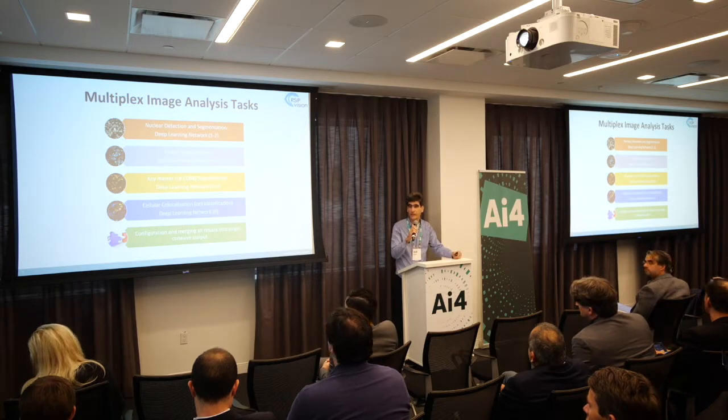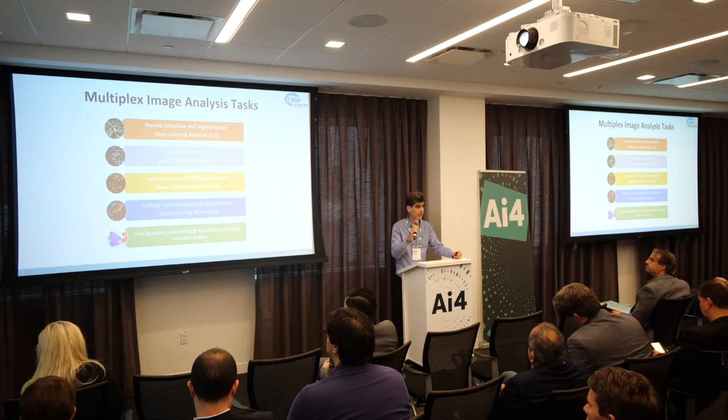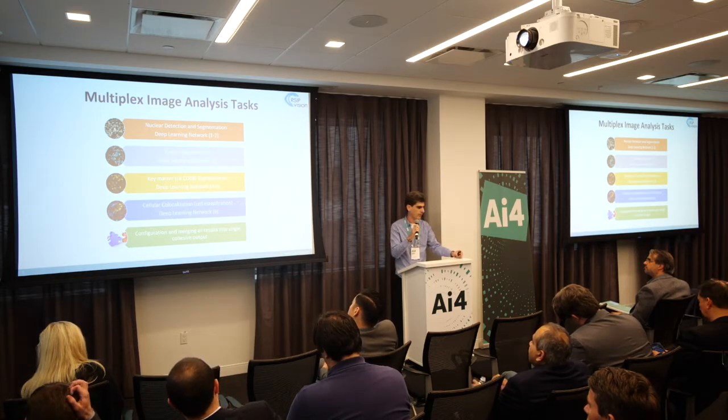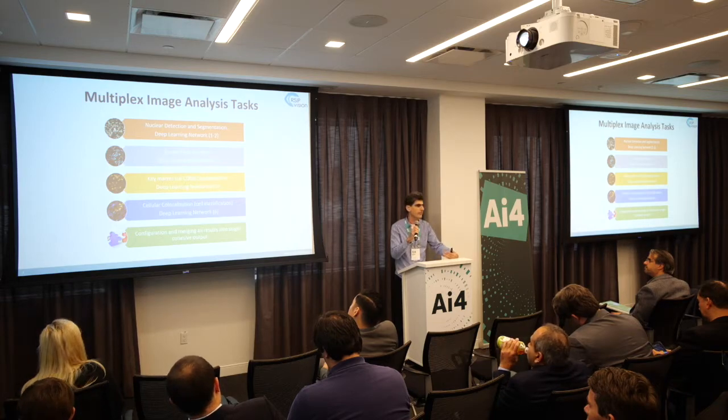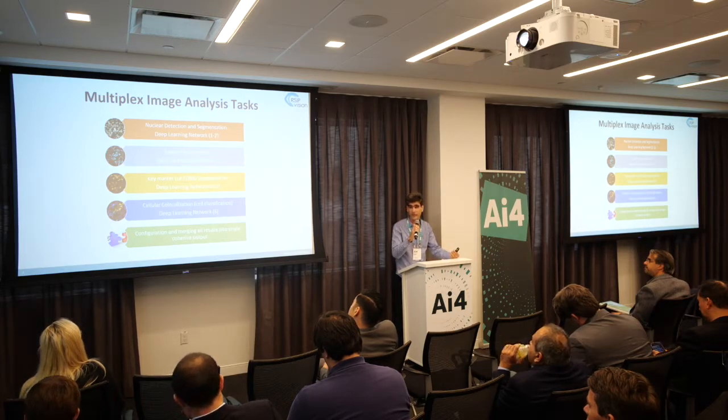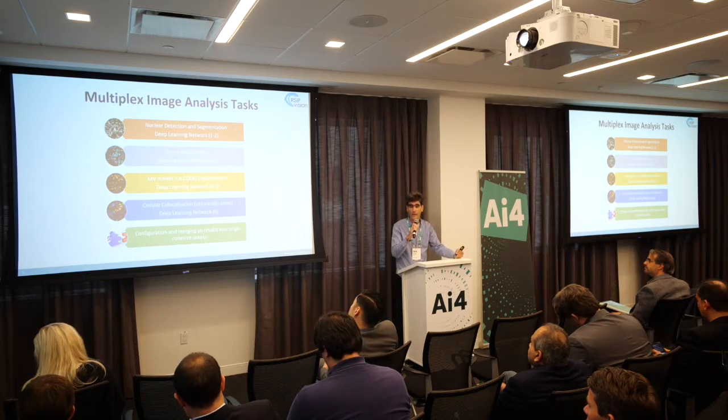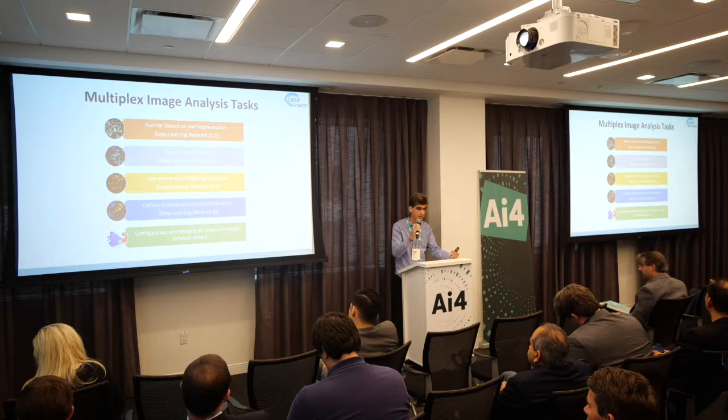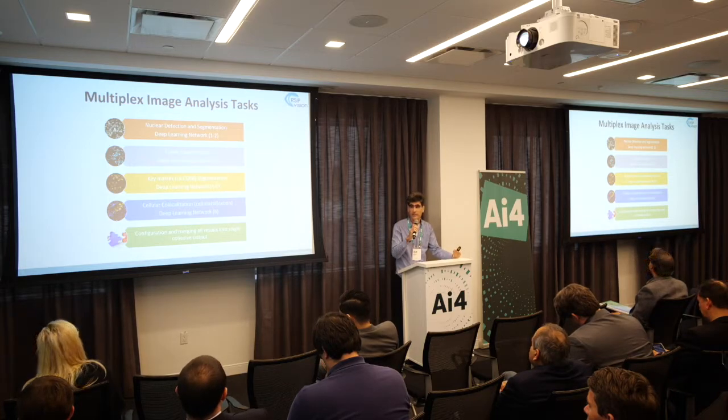The second bullet here is tumor segmentation. You're usually looking not only for local segmentation of the nuclei or of the cells, but you're also looking to segment specific regions of the image, usually suspected cancerous regions. You may be segmenting other things besides nuclei, such as key markers. We get into that a bit later.